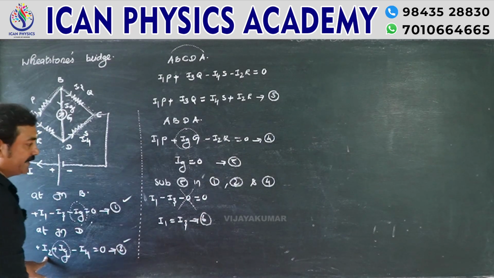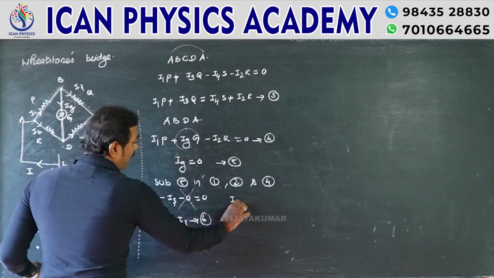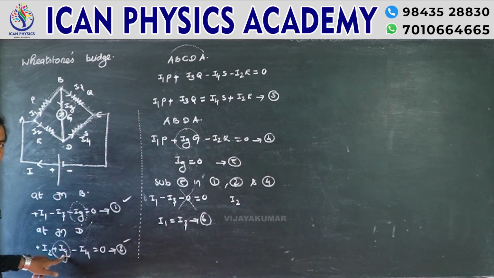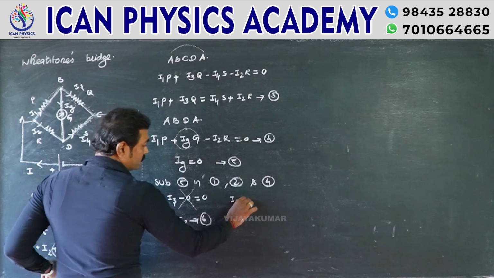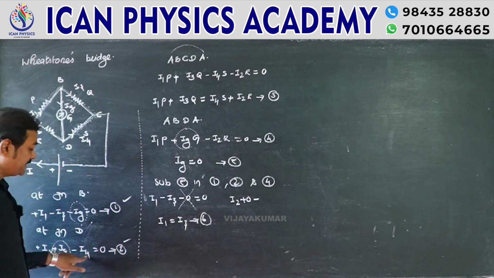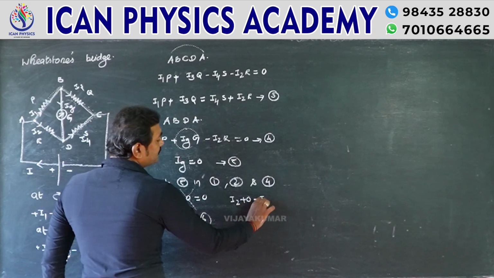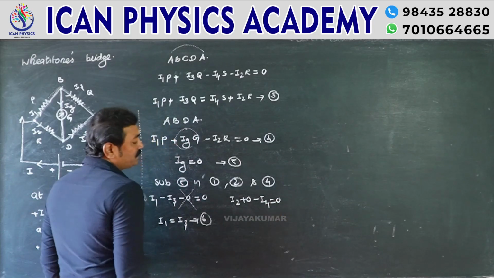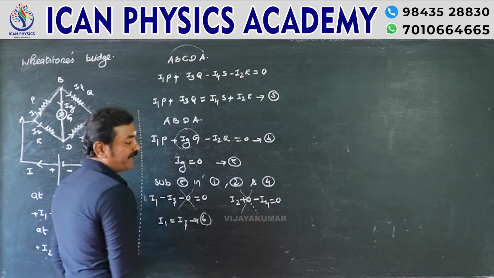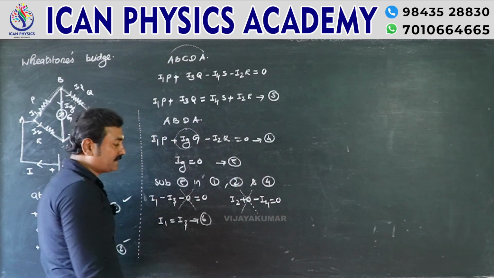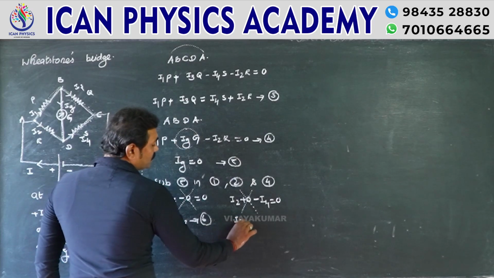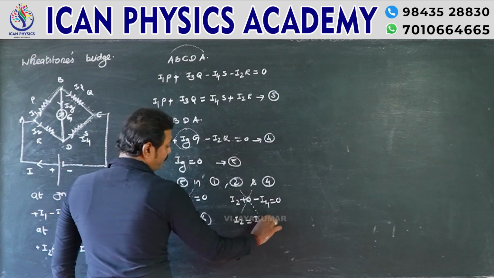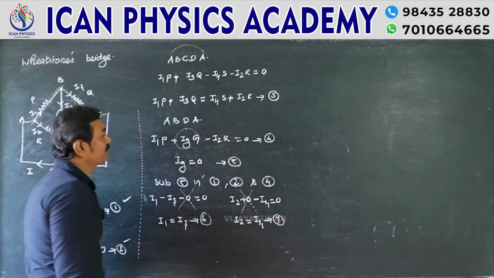Now we can substitute here. I2 plus Ig. What is the value of Ig? 0. So plus 0, minus I4 equal to 0. Once again 0 has no meaning. The minus I4 goes to the right side as plus I4. So I2 equal to I4. Now it's equation number 7.